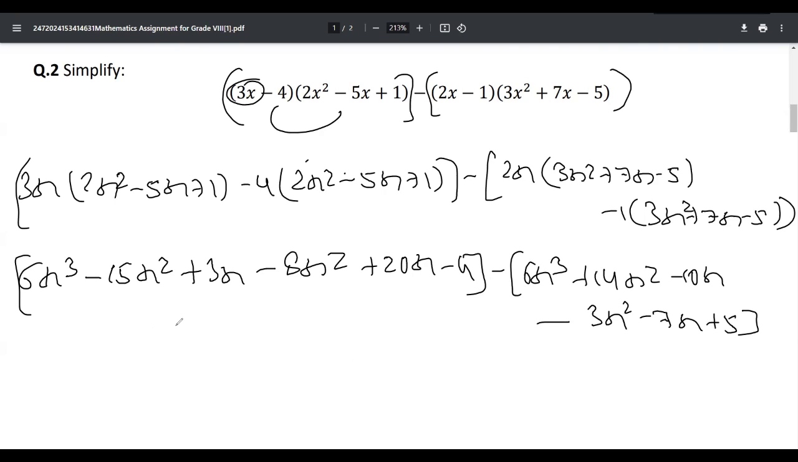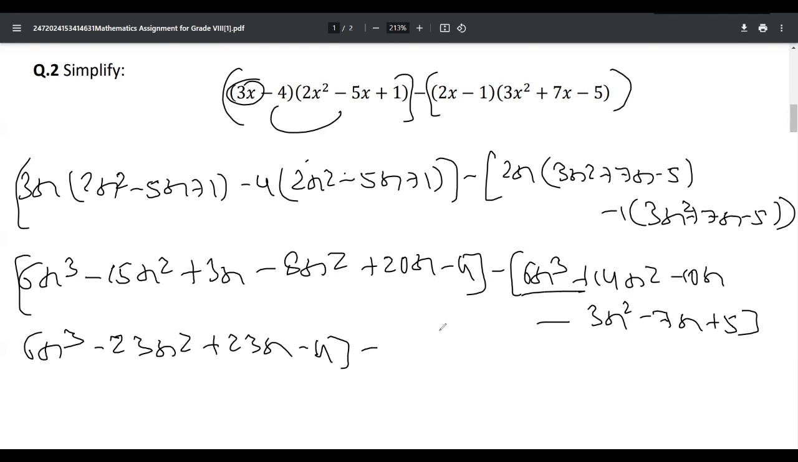Now, we are going to open the bracket and deal with the like terms. So this is 3x cube. We have minus 15x square and minus 8x square, which is going to be minus 23x square. This is 3x plus 20x, which will give you positive 23x. And we have minus 4.